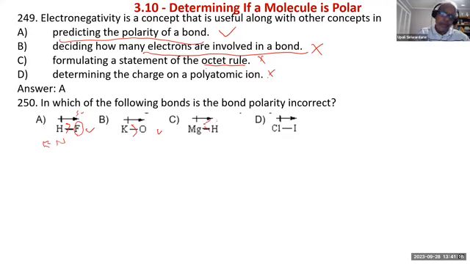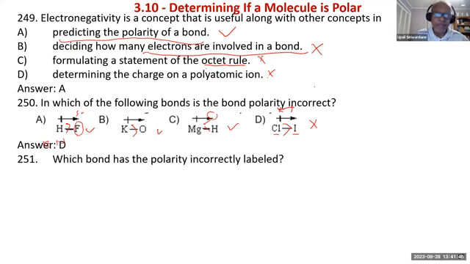Therefore, the negative end is on the greater electronegativity, hydrogen. That's also correct. In this one, chlorine has higher electronegativity than iodine. Therefore, this is wrong. The electronegativity arrow should be pointed the opposite way. Therefore, the answer is D.